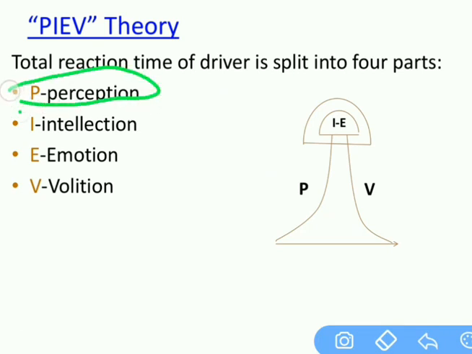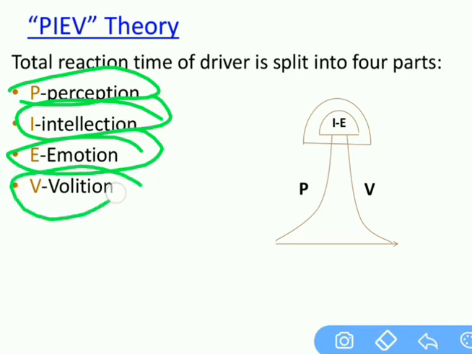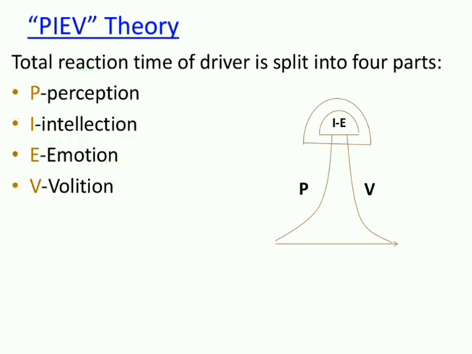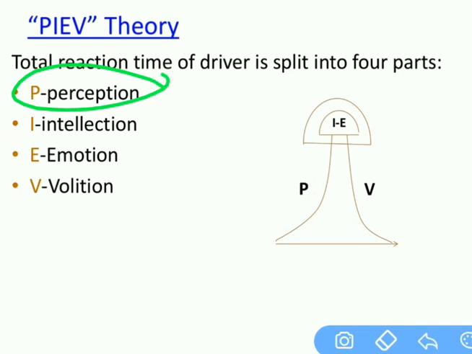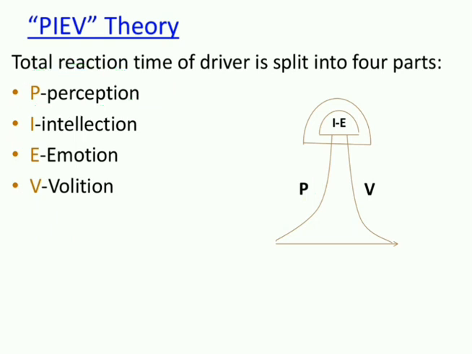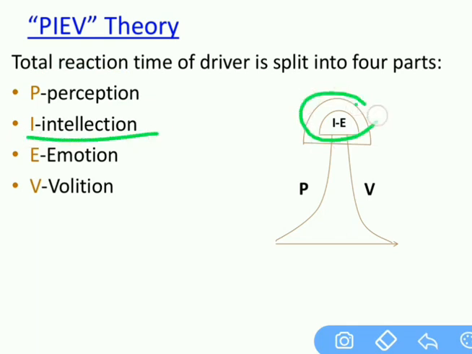So what is the first one? Perception. Second one, intellection. Third one is emotion. Fourth one is volition, right? So what is perception? For example, how do we react when we see an object? Definitely, first we have to perceive, meaning first we have to look at the object. That is the perception, right? Perceive. Clear? Next, intellection means we think in the brain.